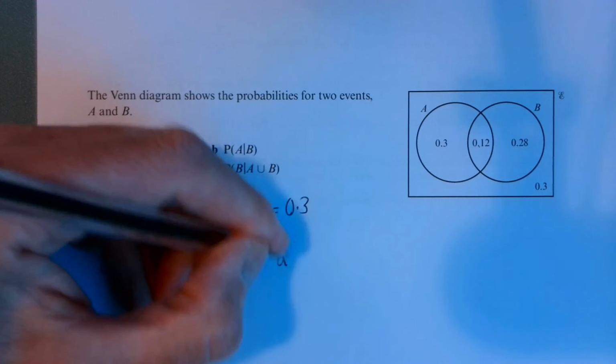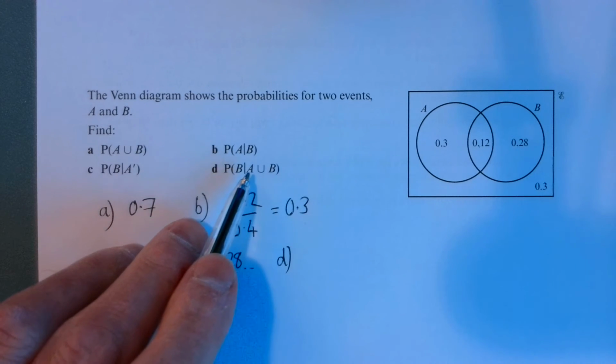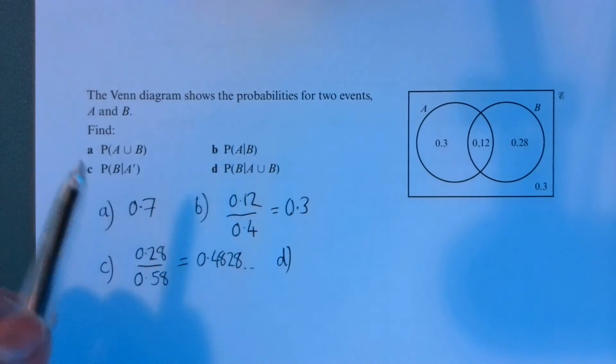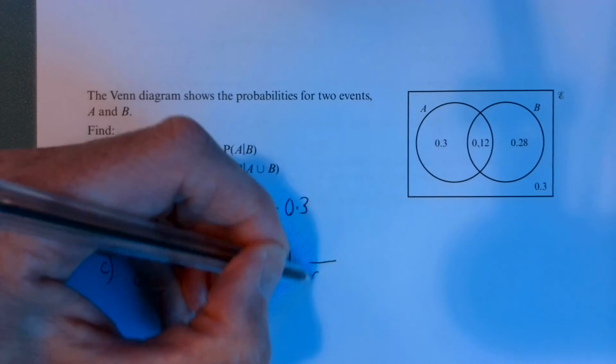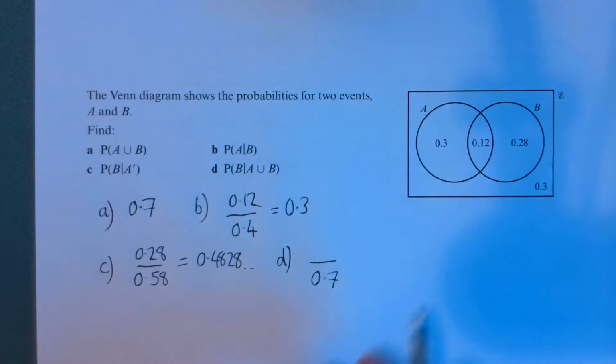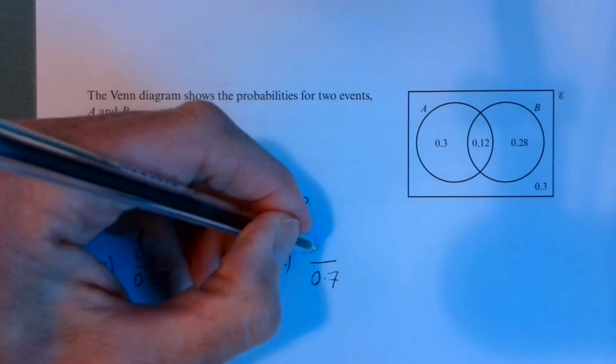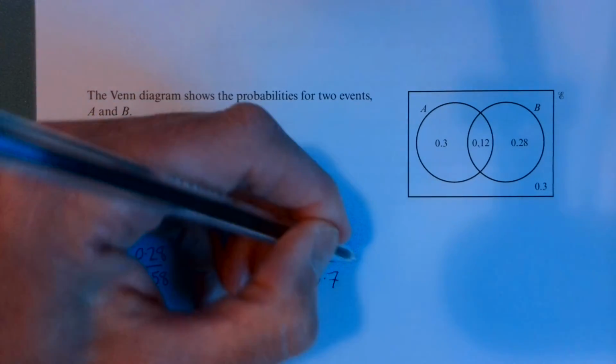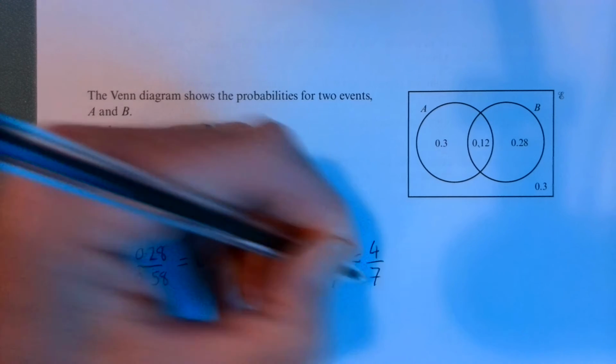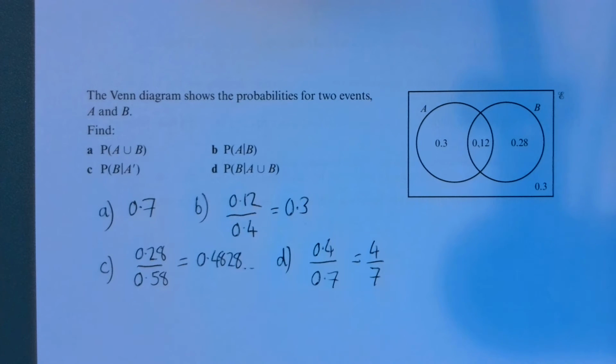And then the probability of B, given that A union B has happened. So we've already answered A union B, so that's my denominator. And of that, what part is down to B? That's 0.4. So that is 4/7.